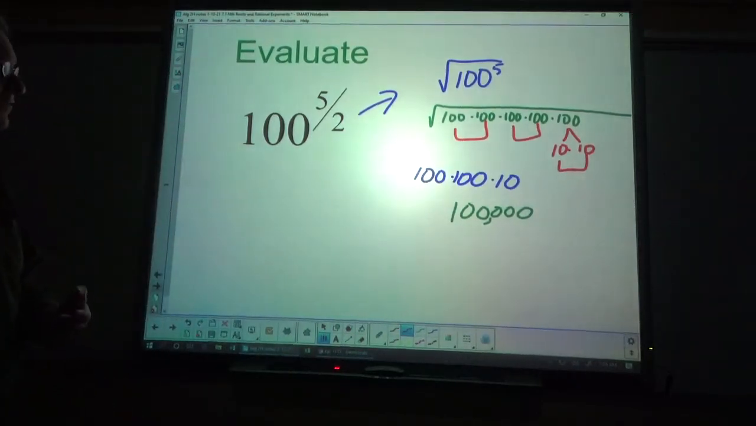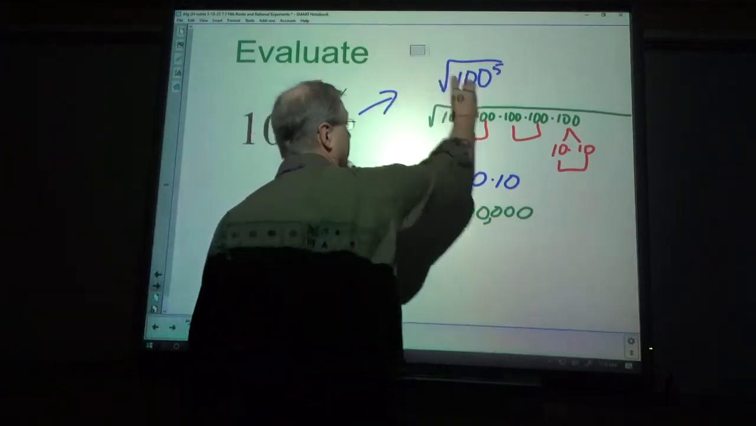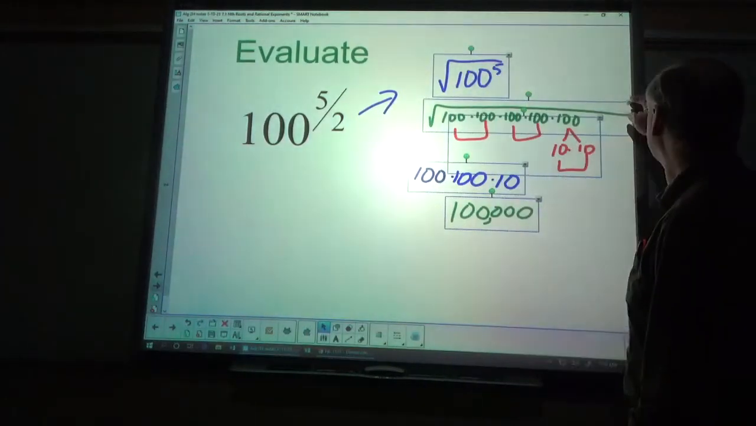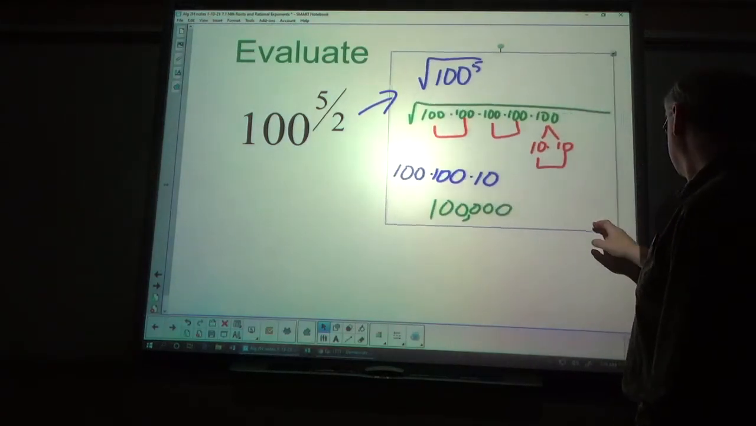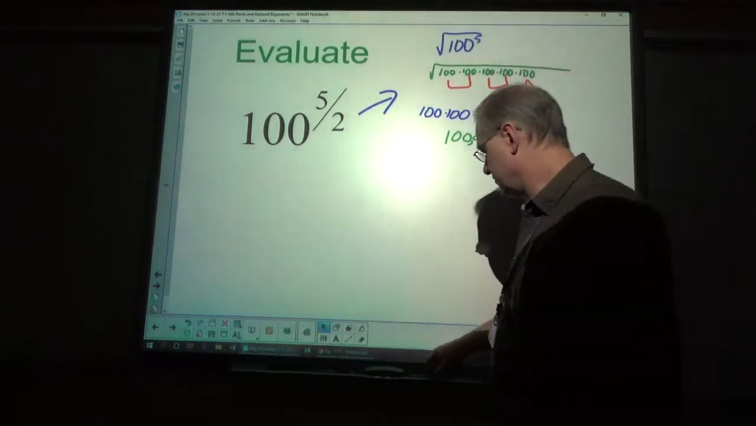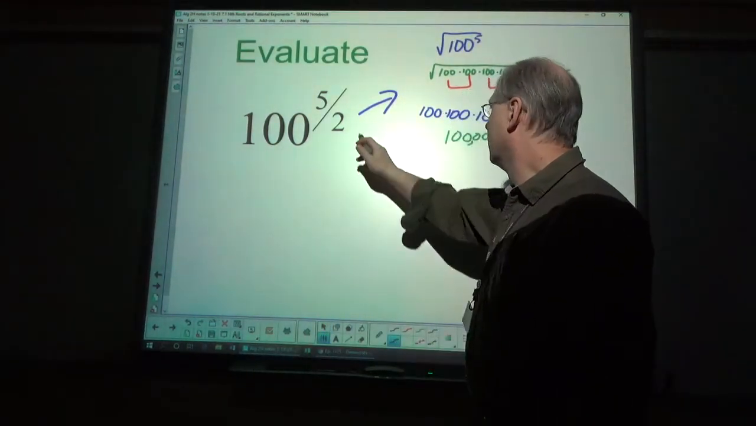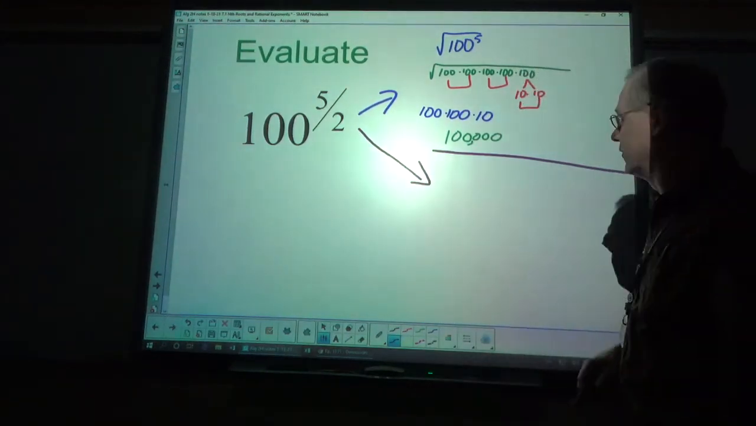Well, what if I approached it slightly differently? I could have said, let me move all this up. In fact, I'm going to group it and shrink it a little bit. Now let's use a different set of colors. What if I thought of it differently? I am going to do this 3 different ways.